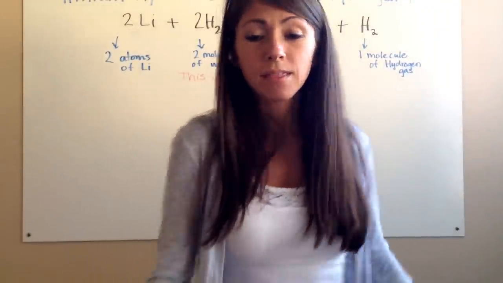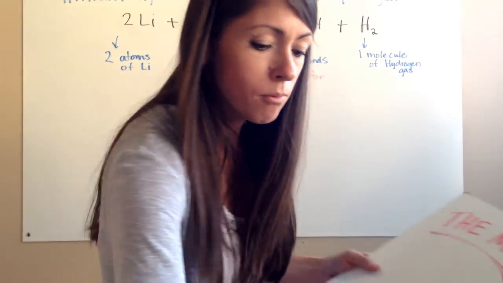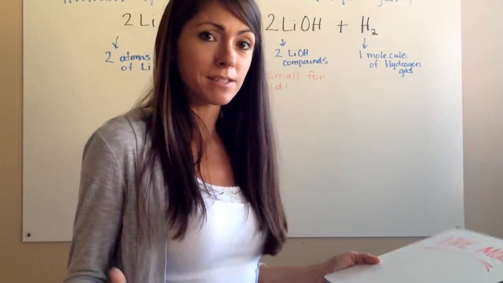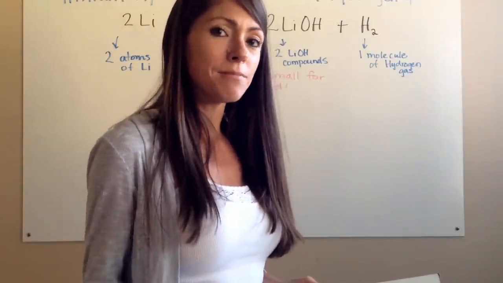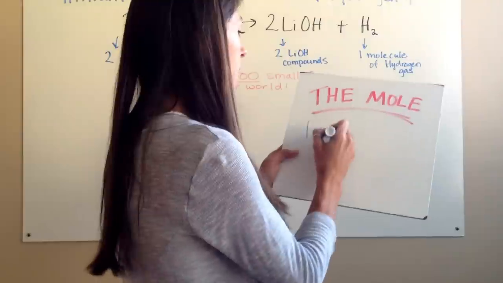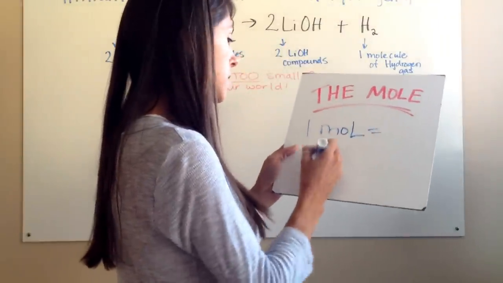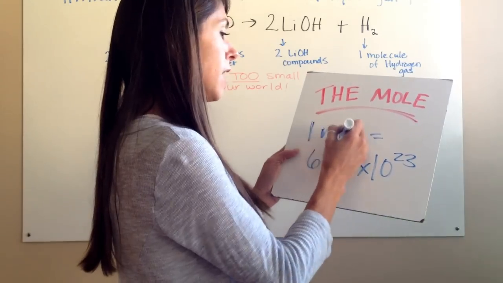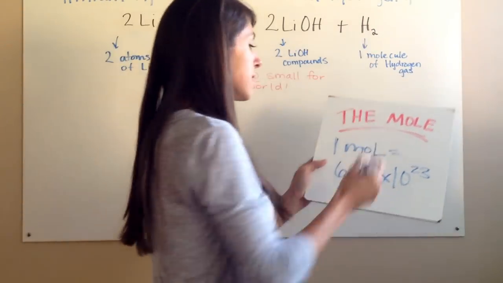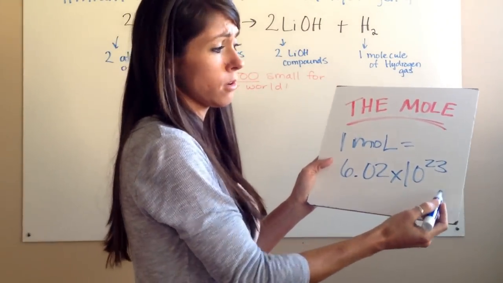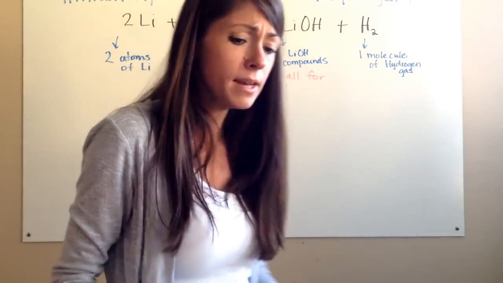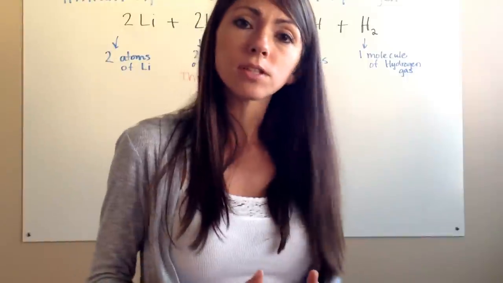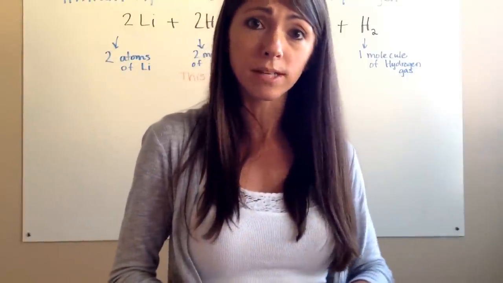Okay, so the mole is actually something that connects our world in terms of measuring amounts of substance to the tiny world of atoms and molecules. And one mole of any pure substance is equal to 6.02 times 10 to the 23rd. So if I've got one mole of hydrogen gas, then I've got 6.02 times 10 to the 23rd hydrogen molecules. Now, we can use the concept of the mole and a balanced equation to involve ourselves in a process known as stoichiometry.